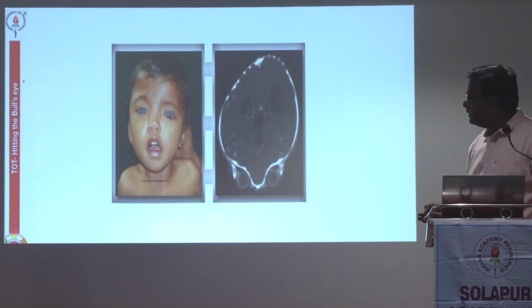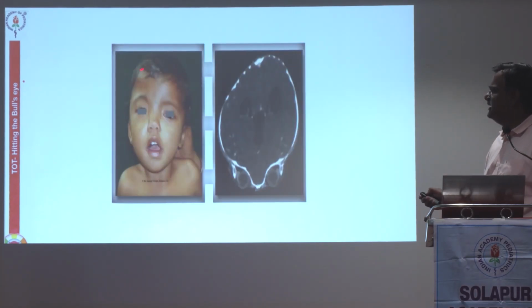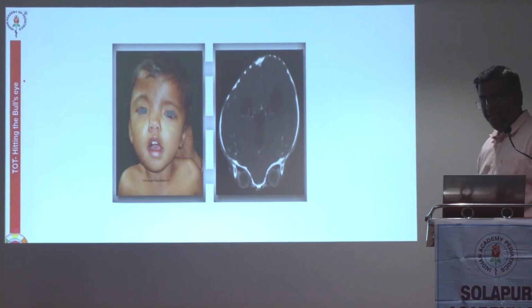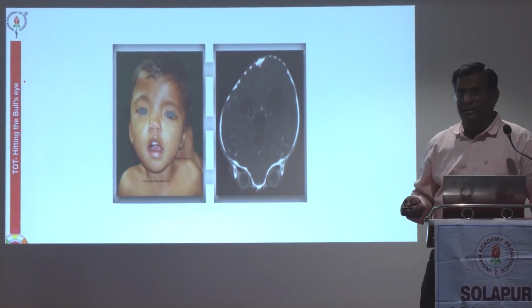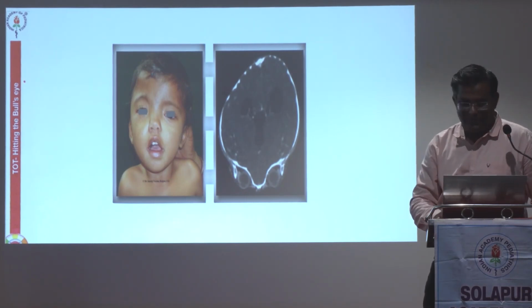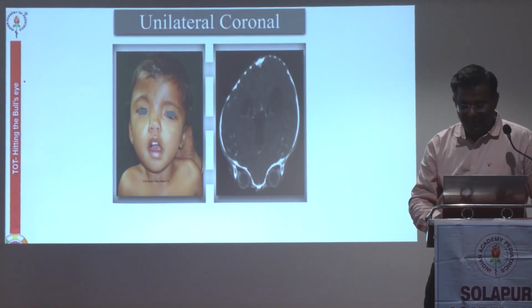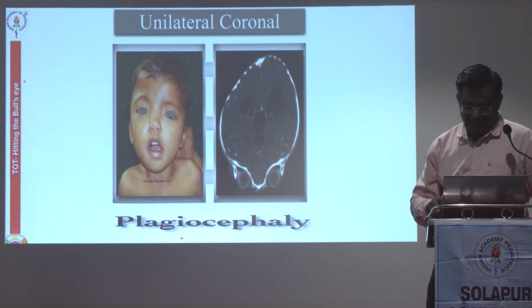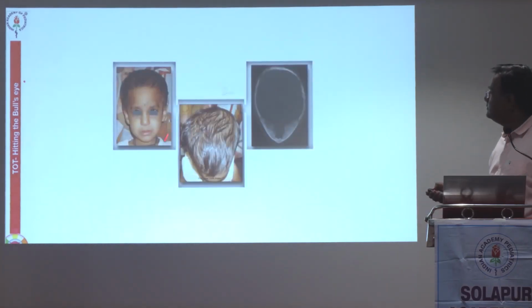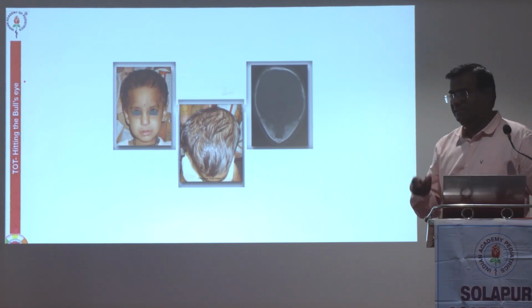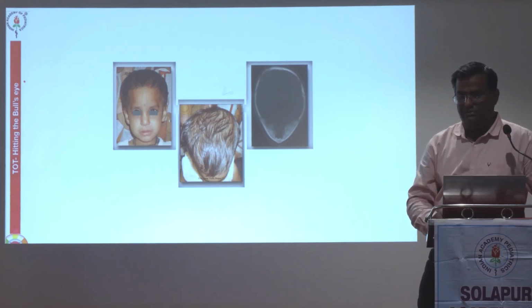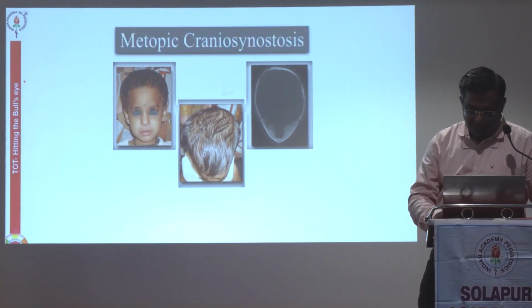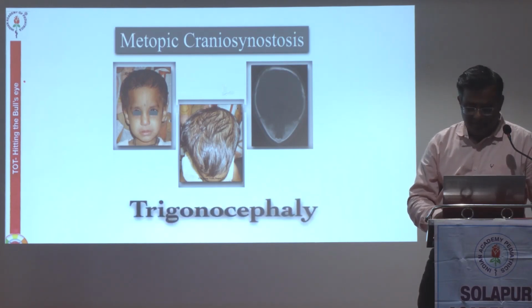Next clinical photograph for abnormal skull shape. Yes, craniosynostosis on one side, absolutely right. Unilateral coronal, and this is plagiocephaly. Triangular head. What is the terminology for this skull shape? Yes, right, trigonocephaly. Which suture? Metopic suture, right? Metopic craniosynostosis, and this is trigonocephaly.